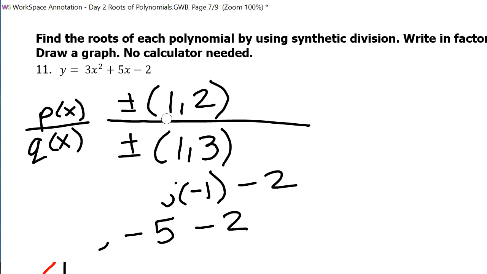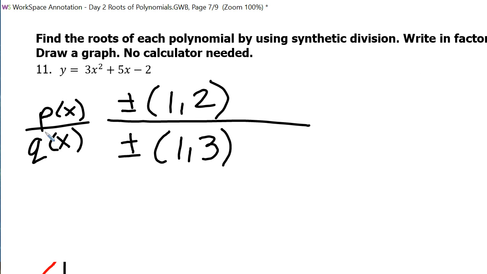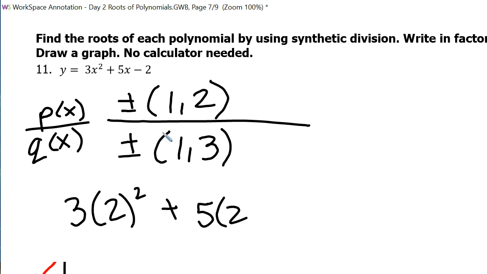Let's try 2. So if I substitute in a 2, let's start with positive 2. This would be 3 times 2 squared plus 5 times 2 minus 2. Is that going to give me 0? No. So what if I change it to a negative 2?